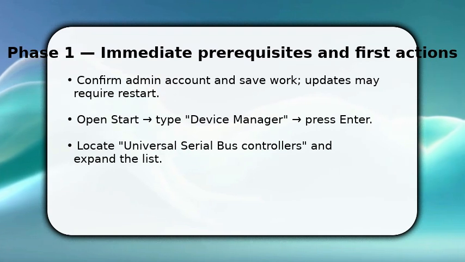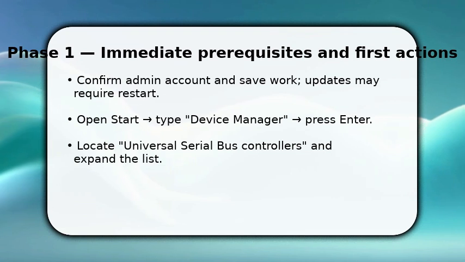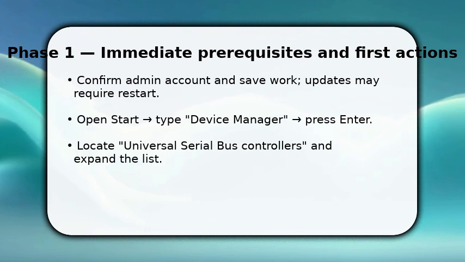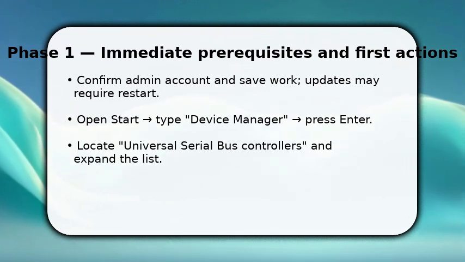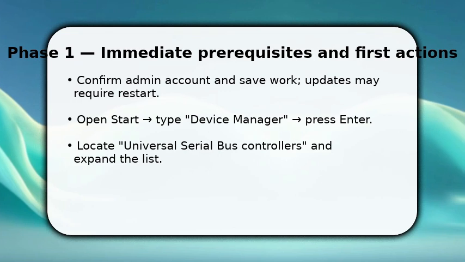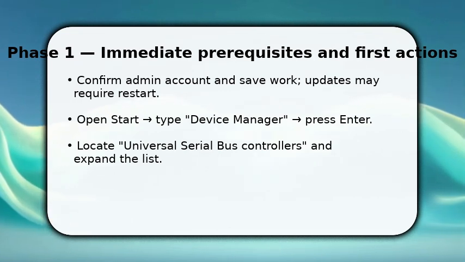Make sure to expand Universal Serial Bus Controllers. That shows each USB host and hub. You do this because Windows lists devices that need drivers there. Identifying the correct entry first saves time. If multiple USB entries appear, note names that include host controller or root hub before moving to the update step.